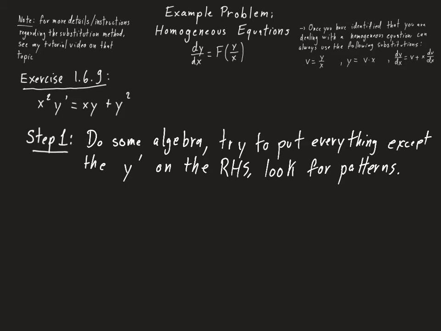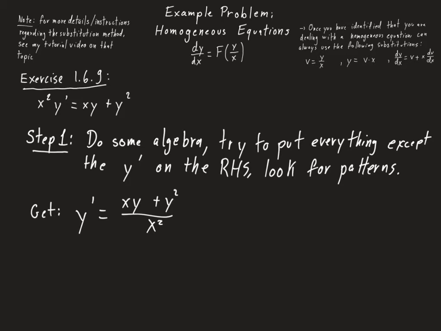So in this case, the very first thing we're going to do, like I said, is try to isolate everything except the y prime on the right-hand side. And that means we're going to have to divide on both sides by x squared. If we divide on both sides by x squared, we get that y prime is equal to xy plus y squared divided by x squared. Okay, now where do we go from here?